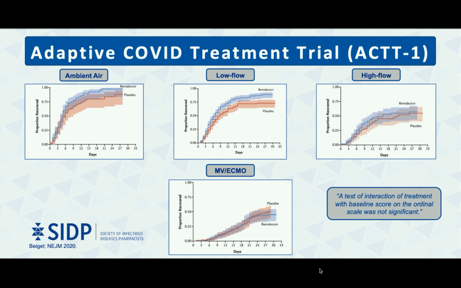Second, a test of interaction between baseline clinical status and clinical outcome was performed, which did not yield significant results, suggesting that treatment effect was not significantly impacted by baseline clinical status. Third, median time to recovery could not be estimated for patients who were mechanically ventilated or requiring ECMO at baseline in the remdesivir arm due to the protracted nature of the disease in these critically ill patients and potentially too short of a follow-up period.